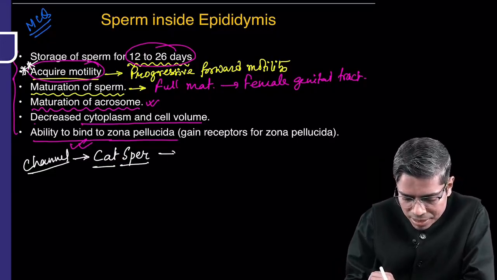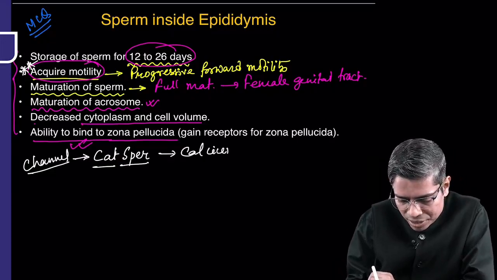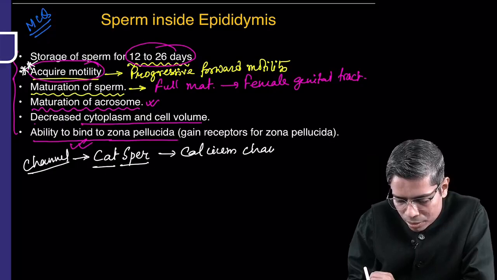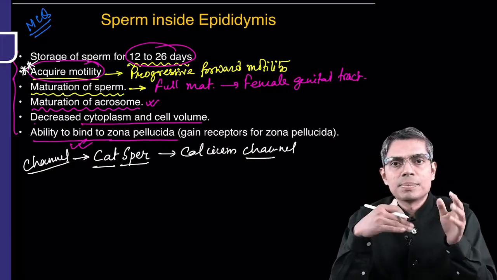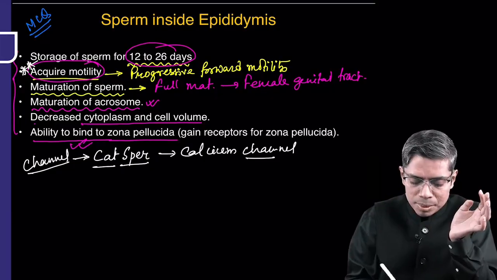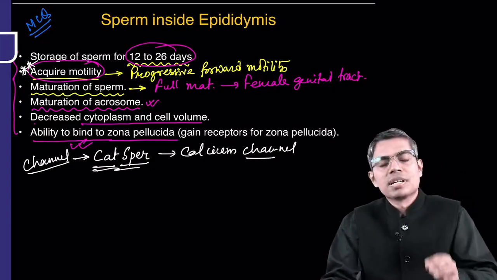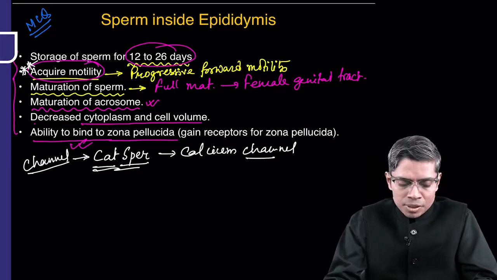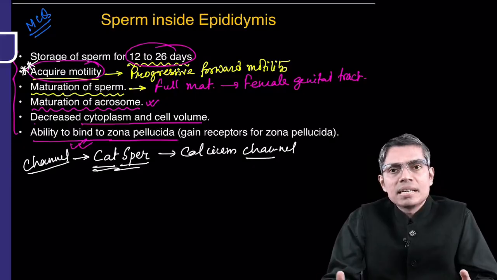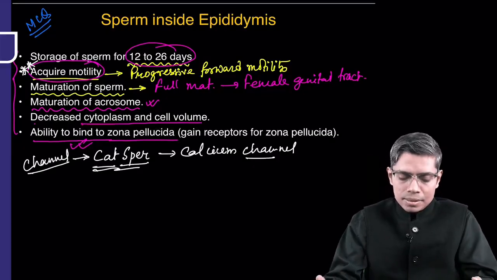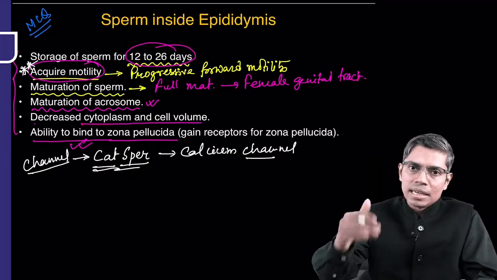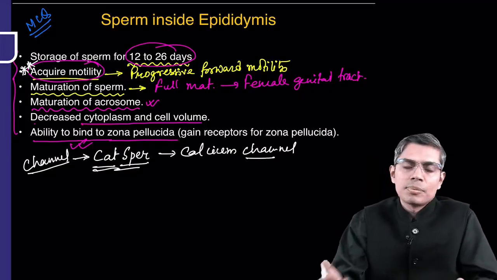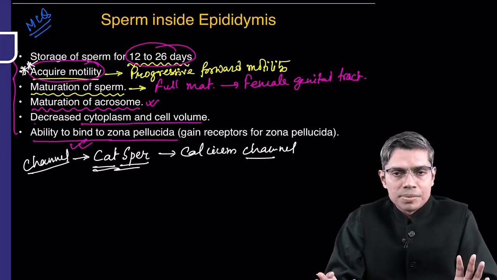This channel is basically a calcium channel, right? Because of the presence of this channel, calcium enters inside the sperm and the sperm becomes motile. So please remember the name of this channel, which is known as the CatSper channel, right? So this is what is happening inside the epididymis. After this, the sperm is fully motile and fully mature. It will be entering inside the vas deferens, and from there it will be ejaculated out, right?